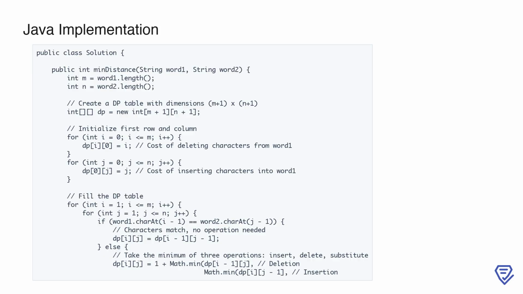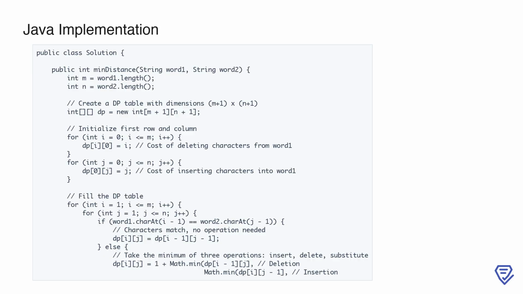Now, we initialize the first row and column of the DP table. The first row represents the cost of transforming an empty word1 into increasing prefixes of word2 using only insertions. Similarly, the first column reflects the cost of transforming increasing prefixes of word1 into an empty word2 using deletions. Once the initialization is complete, we move on to filling the rest of the table using nested loops.